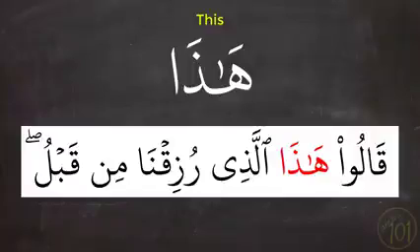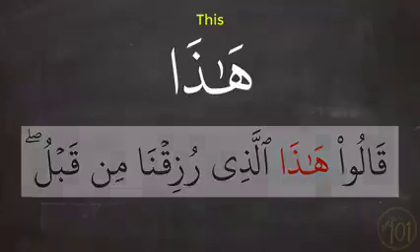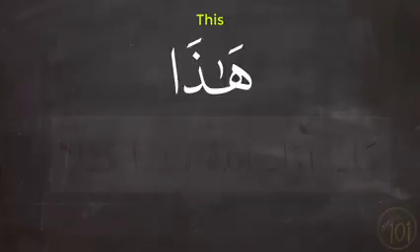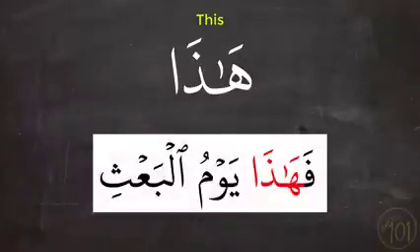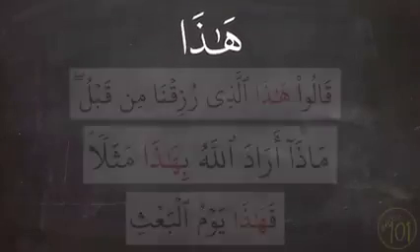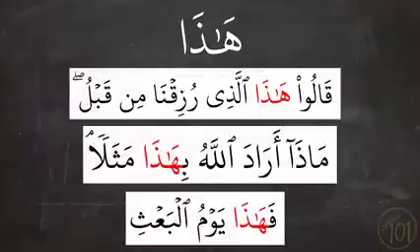قالوا هذا الذي رزقنا من قبل. ماذا أراد الله بهذا مثلا؟ فهذا يوم البعث. As you can see, the word هذا could be attached from the right side with other prepositions. It's going to change how it looks a little bit, but now you know how it looks like if it is attached to something else.